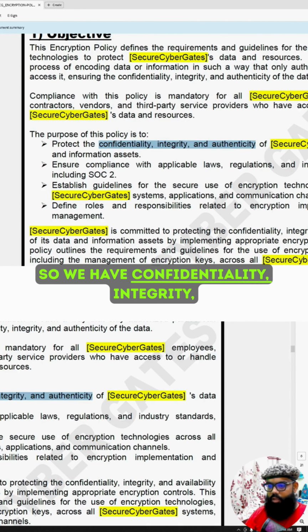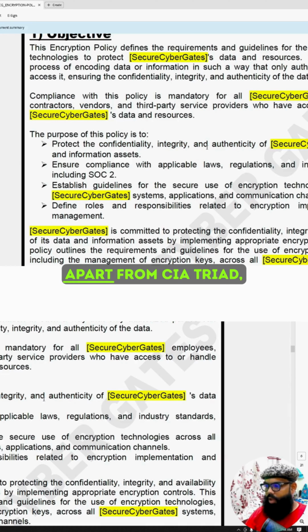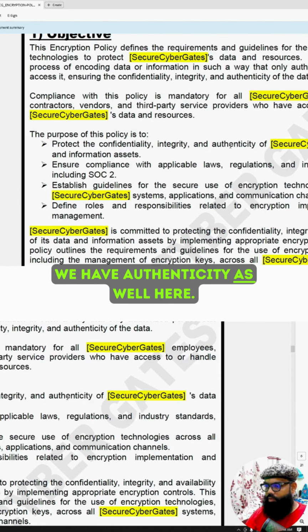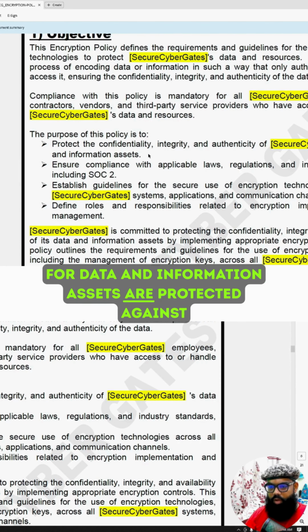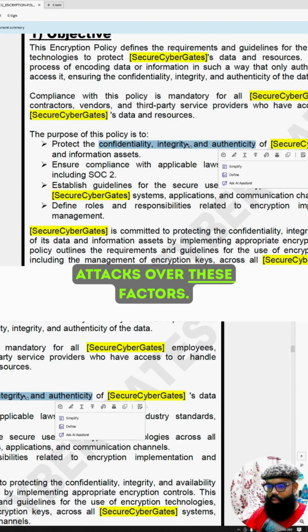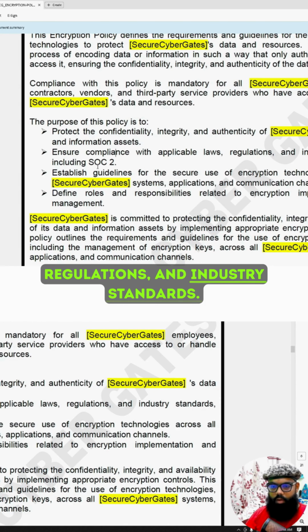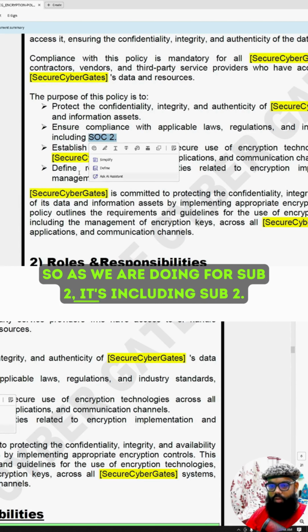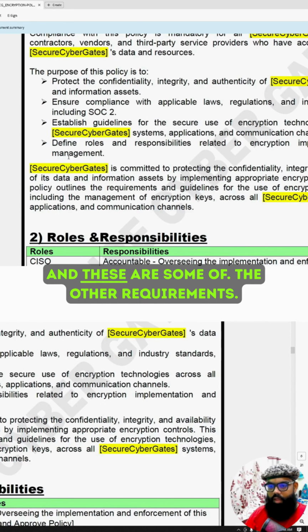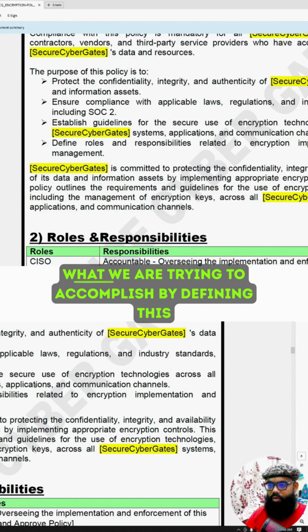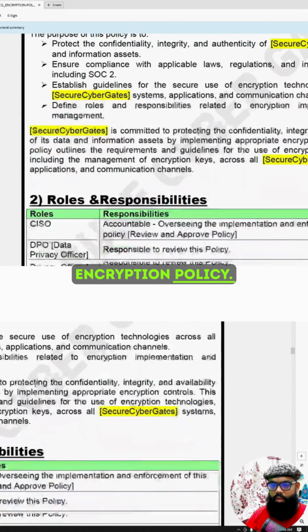So we have confidentiality, integrity, and authenticity. Apart from the CIA triad, we have authenticity as well here. So data and information assets are protected against attacks over these factors, and ensuring compliance with applicable laws, regulations, and industry standards. As we are doing for SOC 2, it's including SOC 2. And these are some of the other requirements we are trying to accomplish by defining this encryption policy.